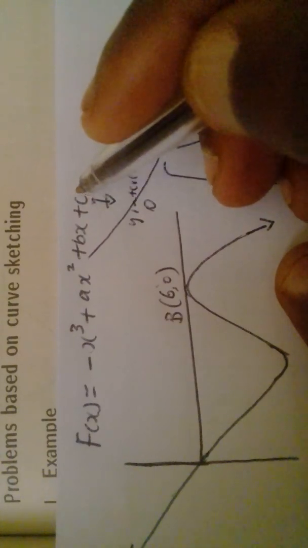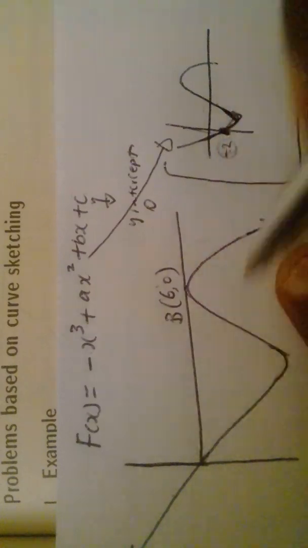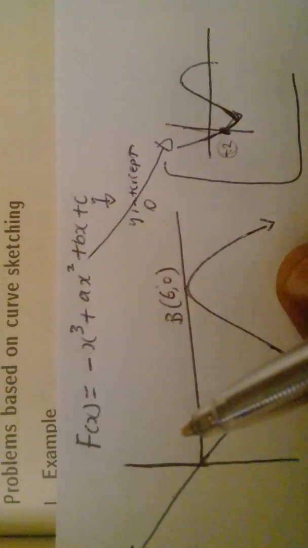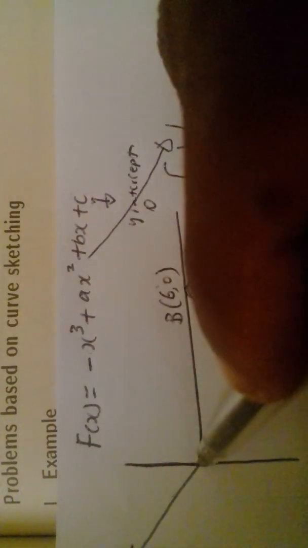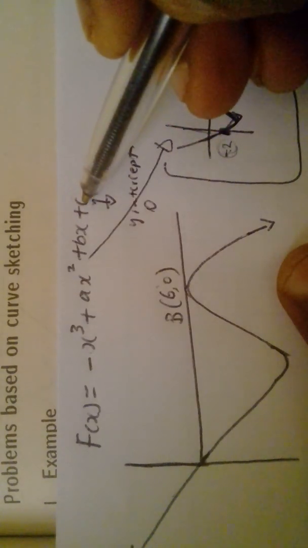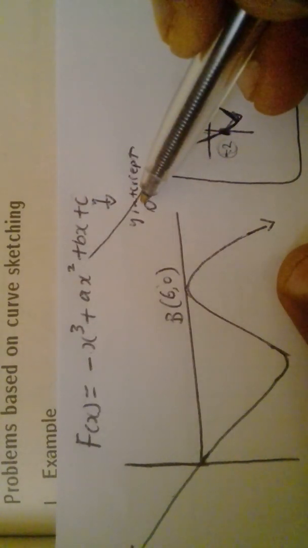You have to know that this last term, you can find it from your sketch. You look for the y-intercept. So in this case, we realize that the sketch passed through 0 and 0. So c, our y-intercept in that case, was 0.